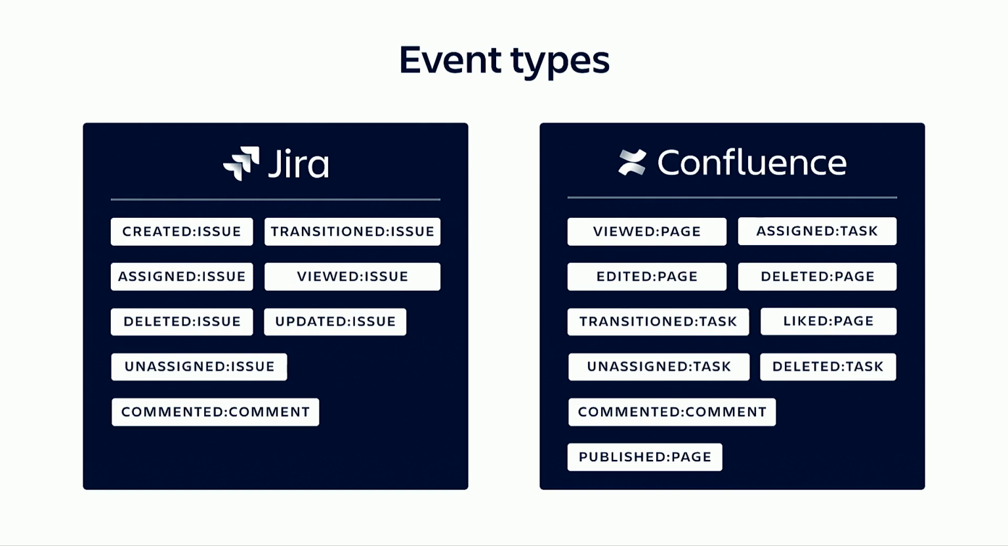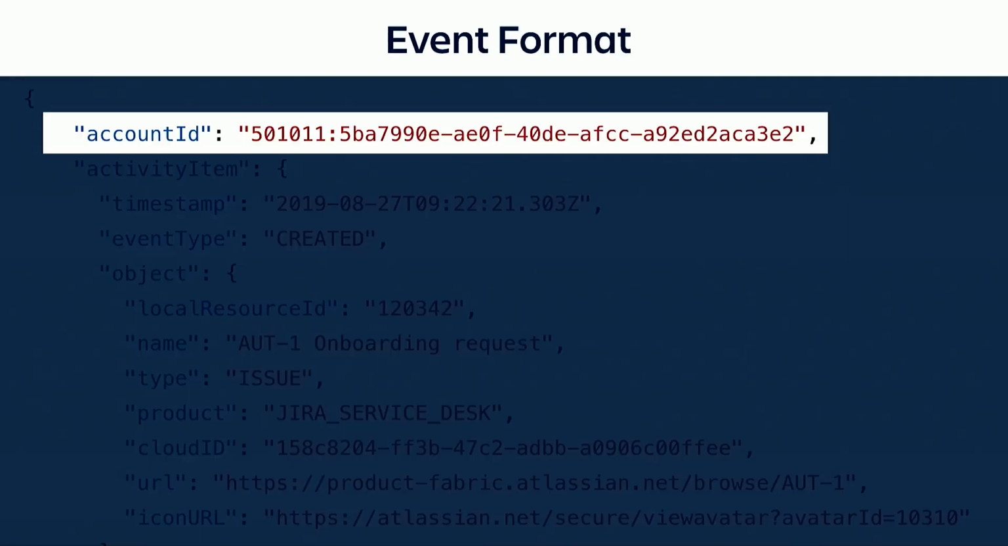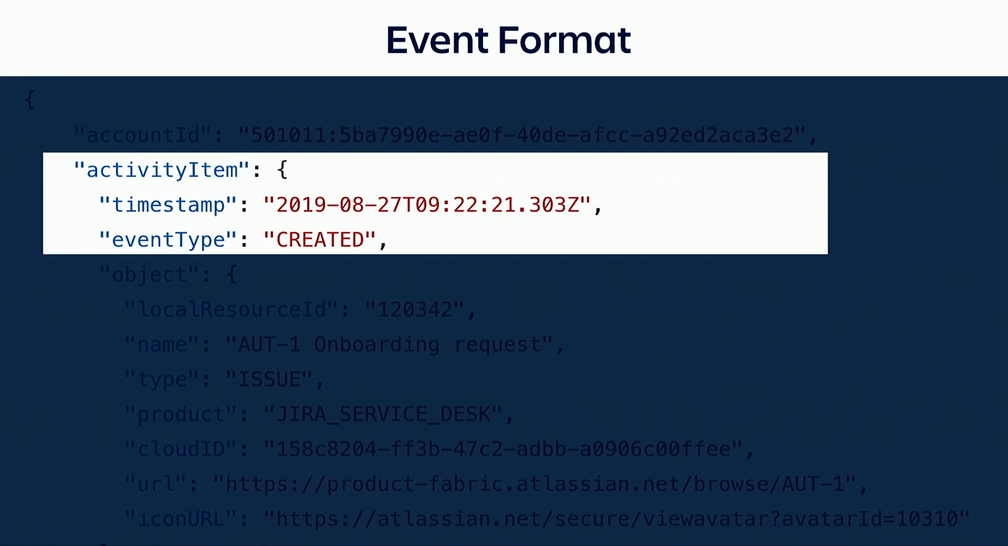So now let's see what the event looks like. The format of the event is the same regardless of its type. First, we've got account ID, which is a standard Atlassian user ID. And this can be a real human or just an app account. And if you want to know more, things like email, display name, and so on, you need to do an additional API call to identity. Then we've got the timestamp of when the event was created and what type it was.